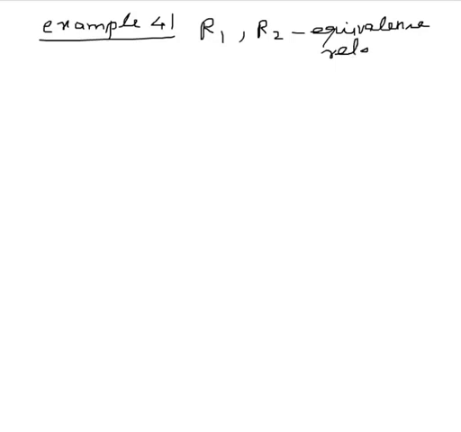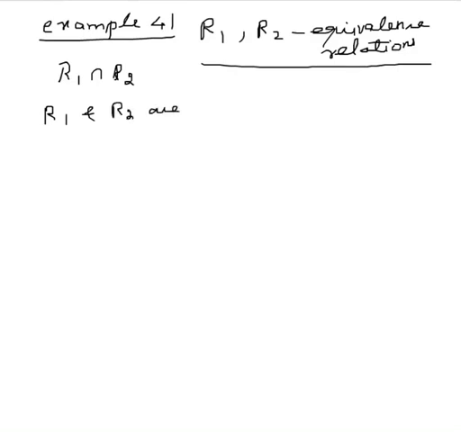Example 41. If R1 and R2 are equivalence relations in a set A, show that R1 intersection R2 is also an equivalence relation. So we have to show that R1 intersection R2 is reflexive, symmetric as well as transitive. R1 and R2 are equivalence relations, so R1 and R2 are reflexive, symmetric and transitive.